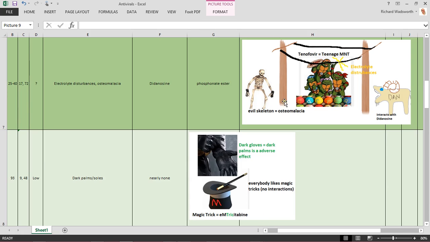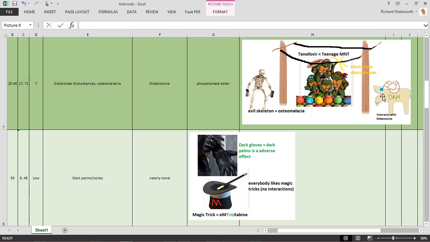Electrolyte disturbances. So I drew these telephone poles here, and they're touching it and getting electrocuted. See, Raphael's touching it, electrocuted. So that represents electrolyte disturbances, even though that's not really how it works, but whatever. And didanosine has interactions again. Here's Dan, the goat, just showing up everywhere.